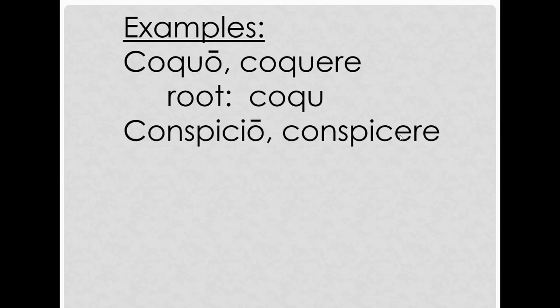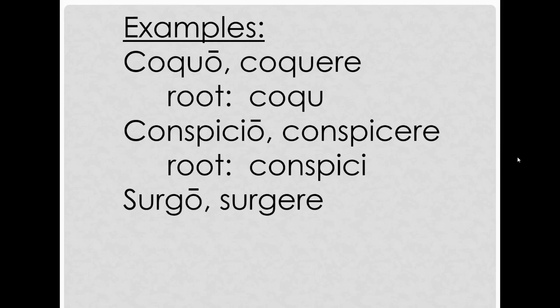The next example is conspicio conspicere. I know this is third conjugation because of the short ERE. I'm going to go to the first principal part, cut off the O, which leaves me with conspici. That I does remain, okay, because I just cut off the O. And of course, this is a verb we've been talking about quite a lot lately, and it means to catch sight of. So please make sure you write that down.